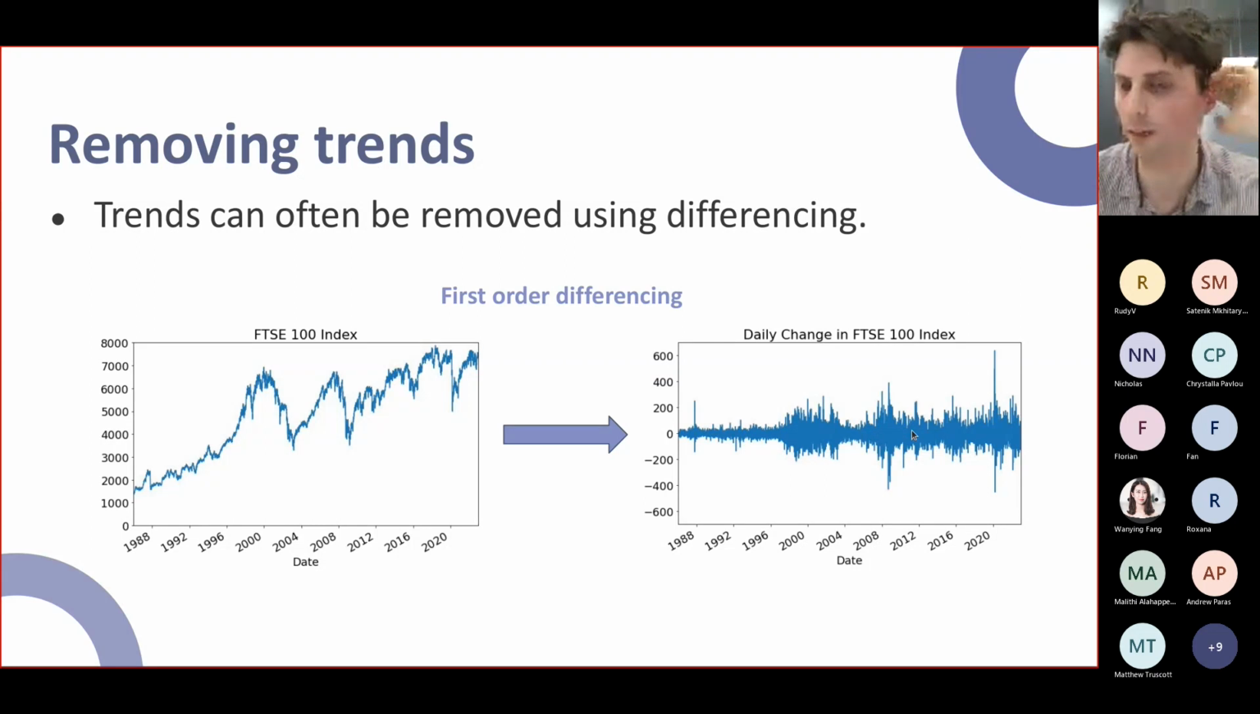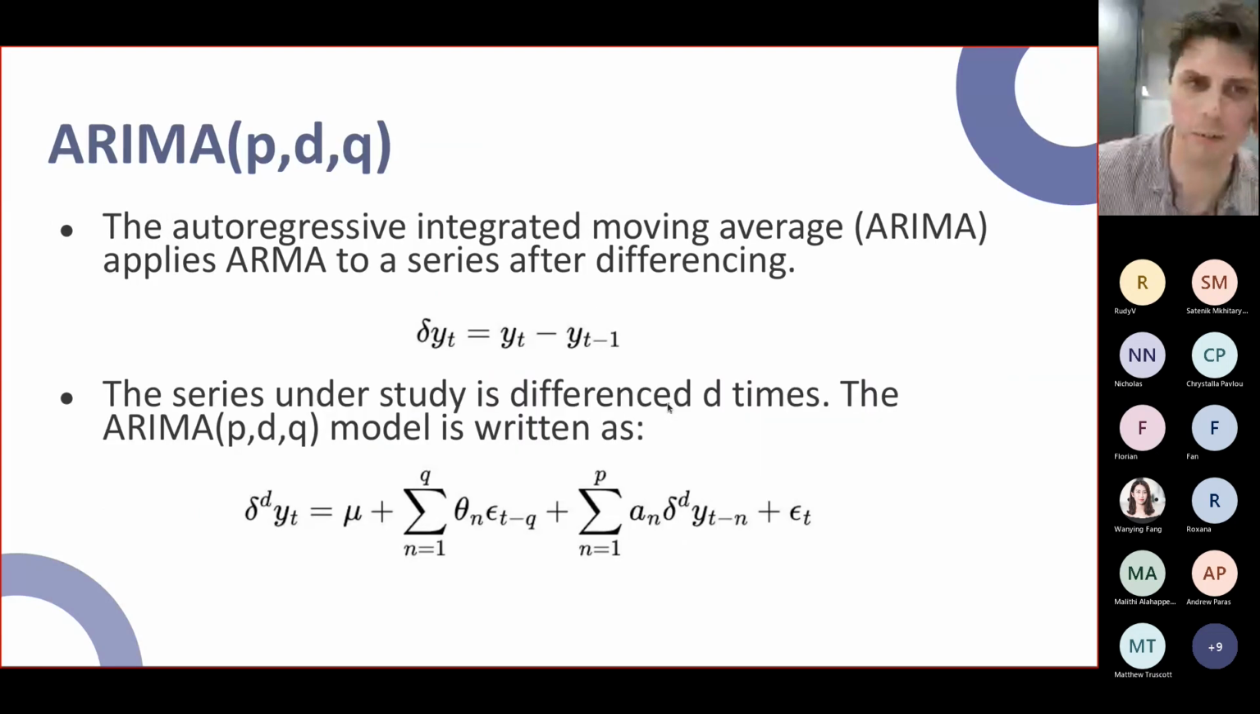You may see it's not completely stationary yet because the variance is varying in time. It's particularly large during, say, coronavirus or the financial crisis or other periods like that. But it is at least closer to the stationary series that we started out with our intention of studying. So what we can do is we can combine differencing with the ARMA model to produce ARIMA.